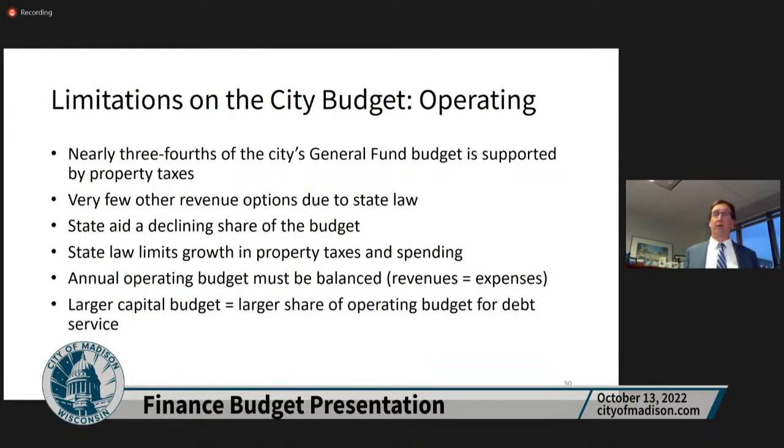We also have to have a balanced budget, much like the state does, but in contrast to the federal government, which can deficit spend in the operating budget. And also that relationship of, the larger our capital budget, that money that's borrowed has to be repaid. And that means that it can translate into a larger share of the operating budget being paid for debt service.